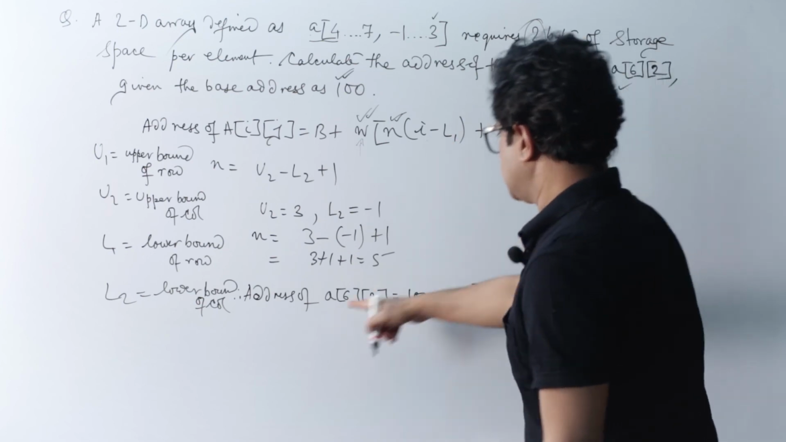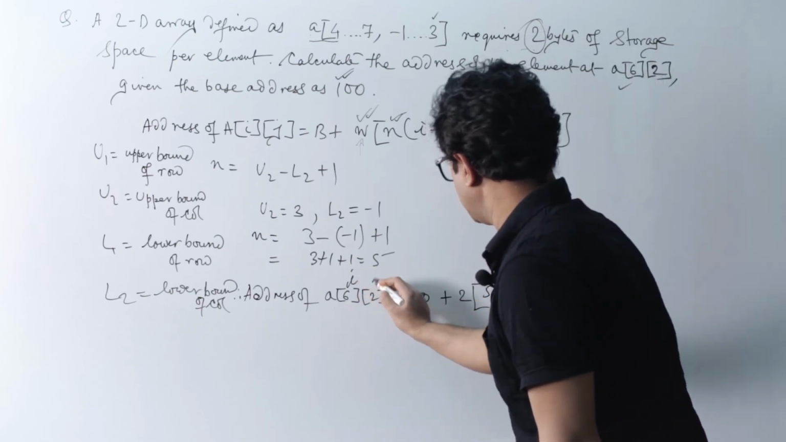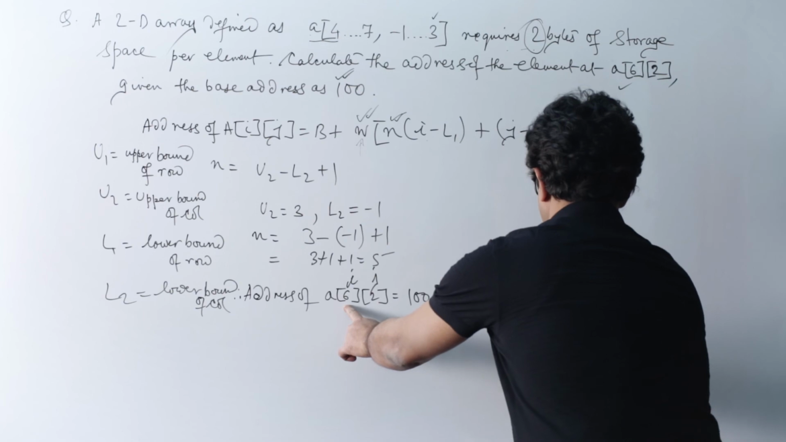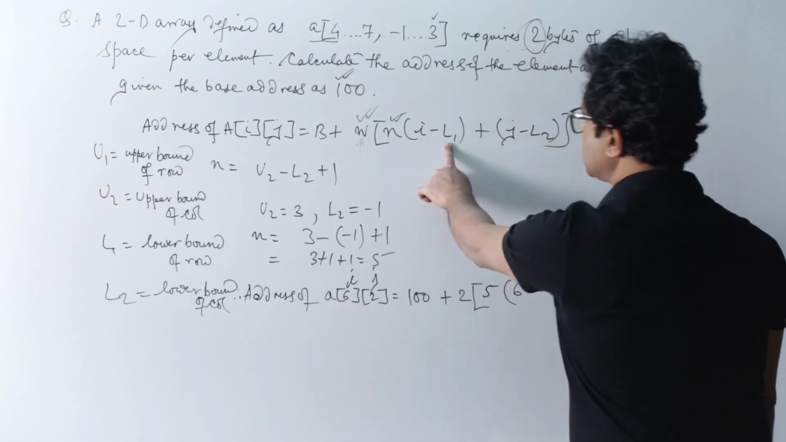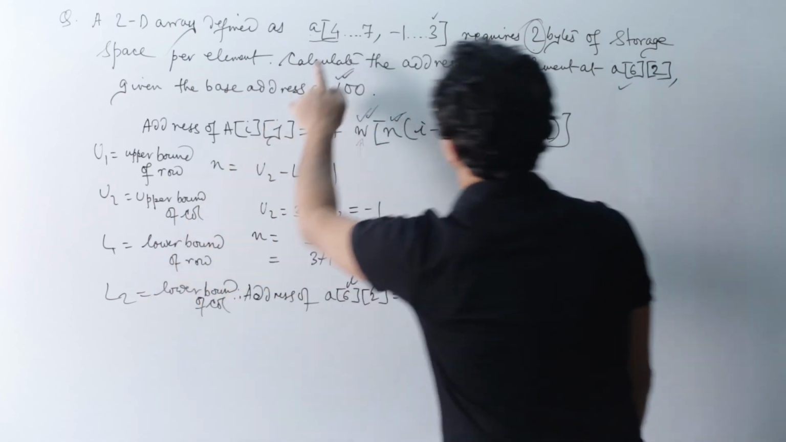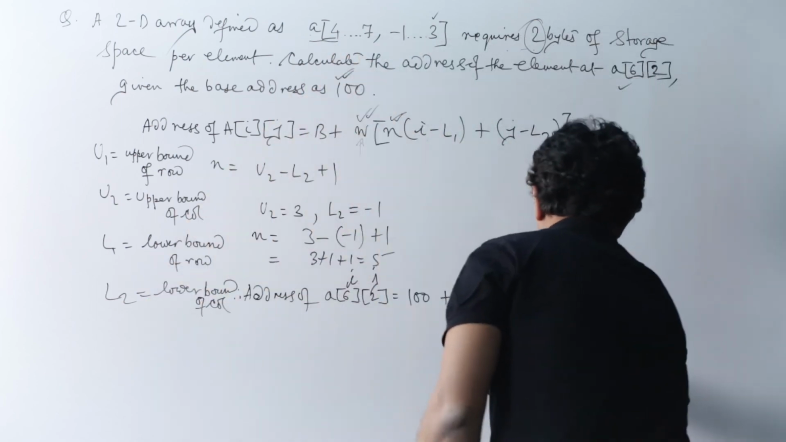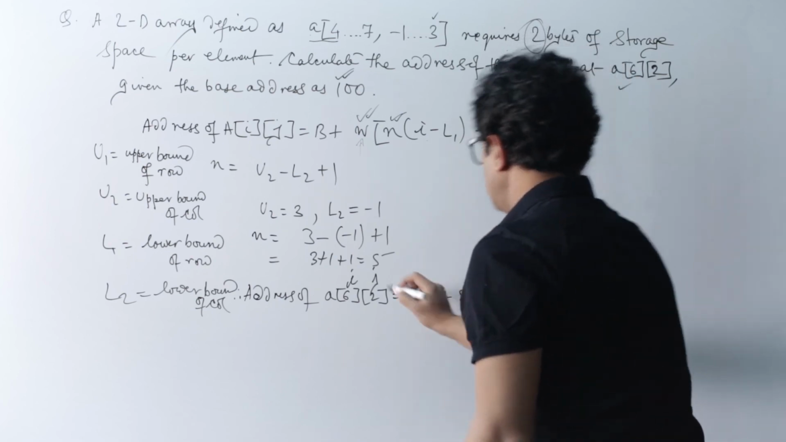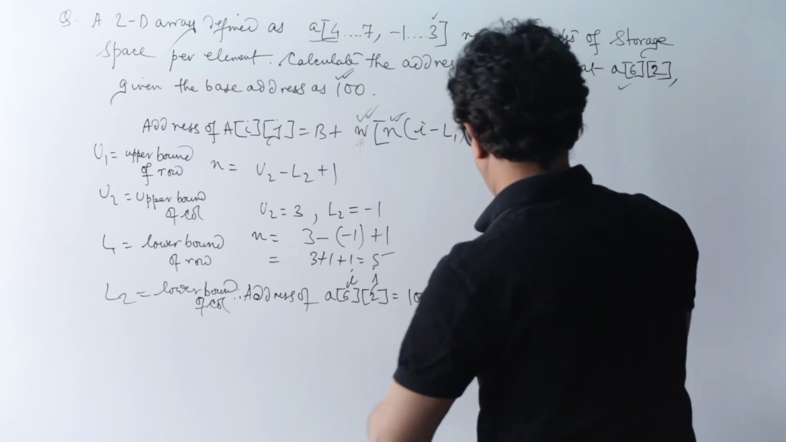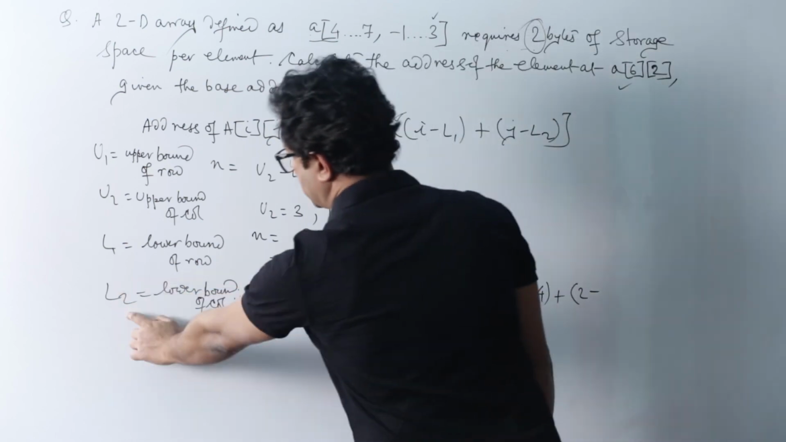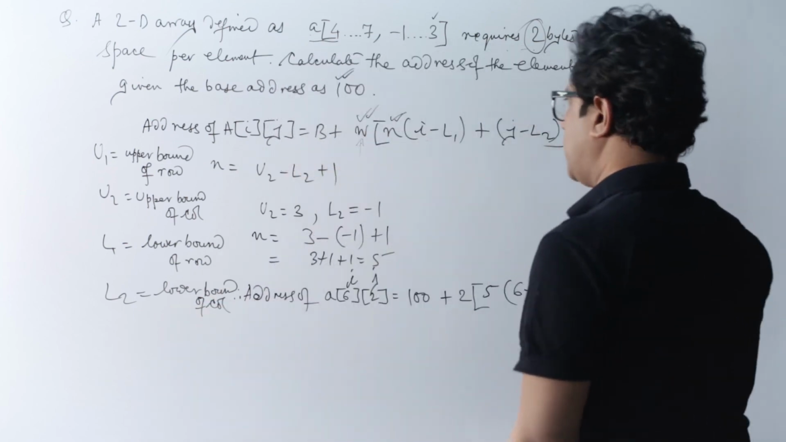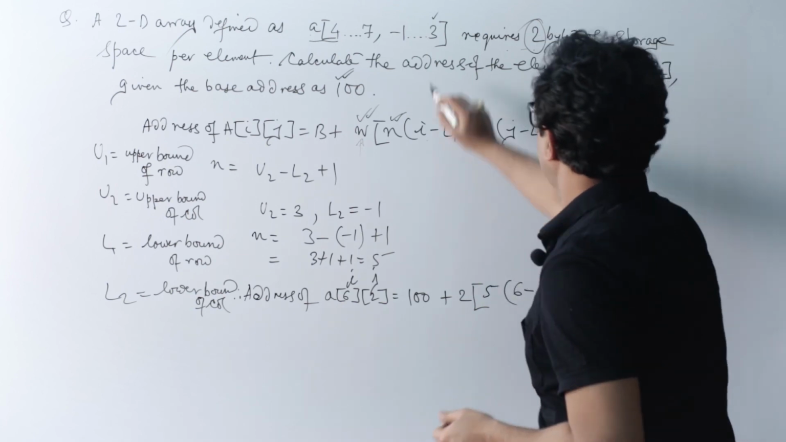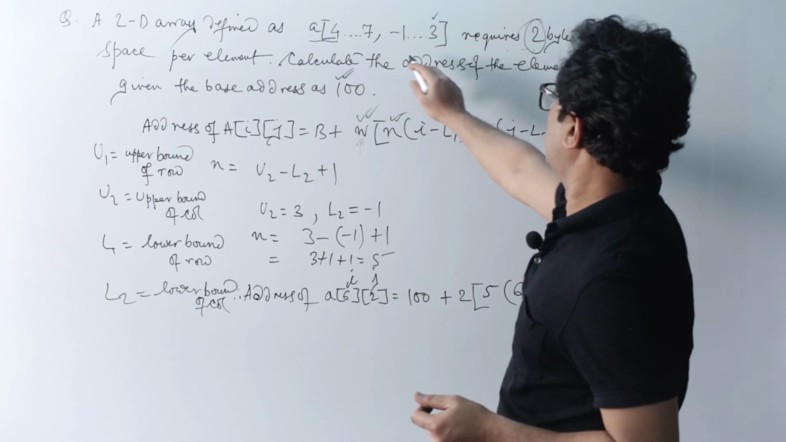This is i and this is j. That is, i is 6 minus L1. L1 means the lower bound of the row. What is the lower bound of the row? It is 4. Then plus j minus L2. j is this one, 2. And what is L2? L2 is the lower bound of the column, which is -1.